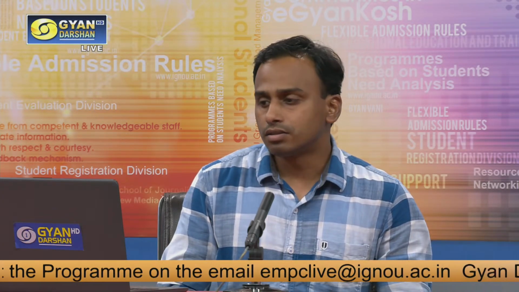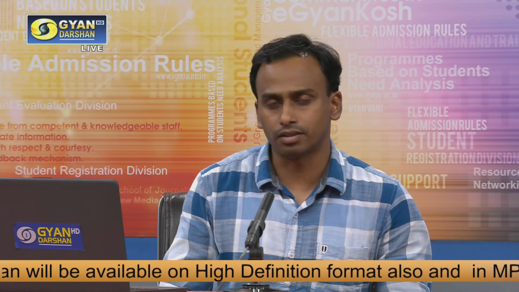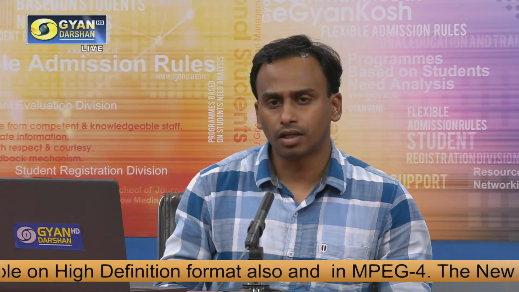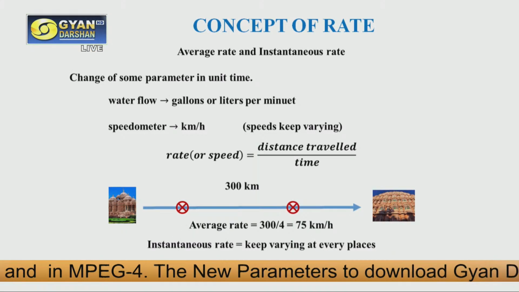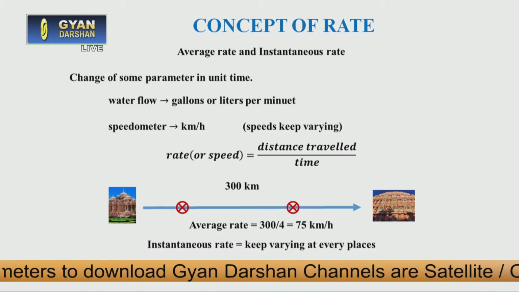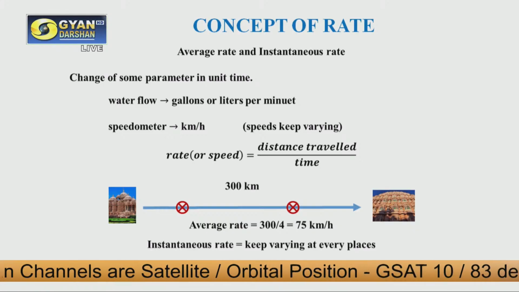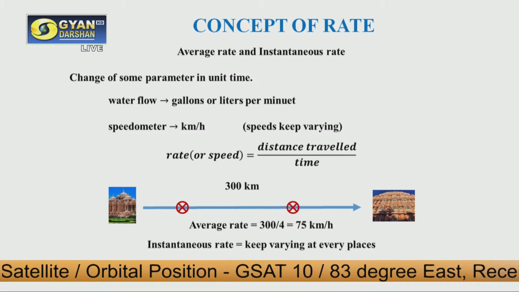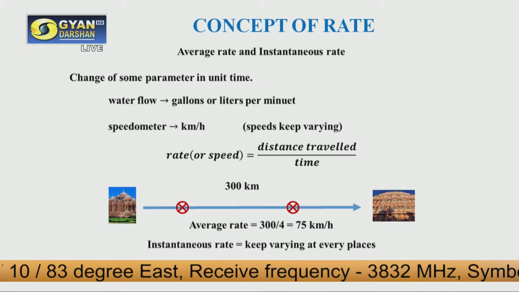And rate is basically of three types: average rate, instantaneous rate and initial rate. Here we will not cover the initial rate, but we will cover the average rate and the instantaneous rate, because initial rate is just the rate at the place where we started, at t equal to time 0. It's just the instantaneous rate. Like water flow, we can give it in gallons or liters per minute. In 1 minute, how many liters of water flow, that gives the rate: liters per minute or gallons per minute.